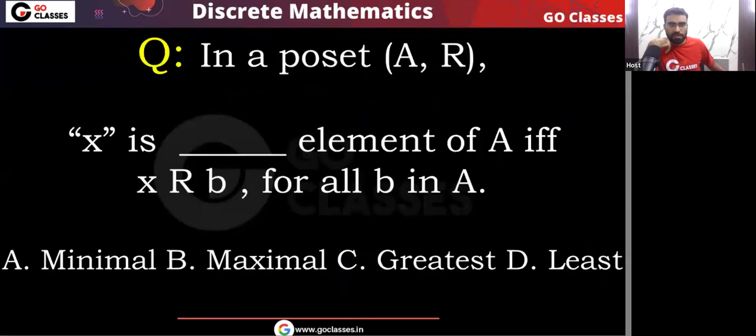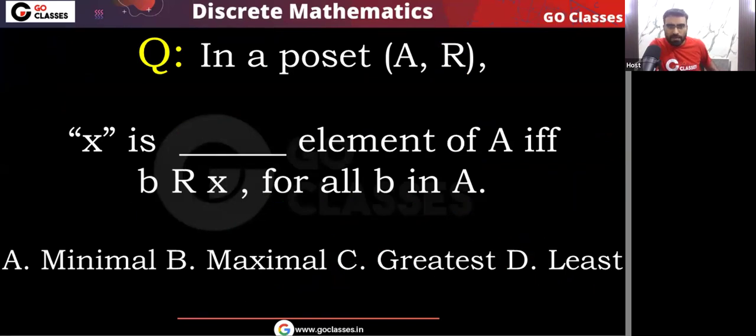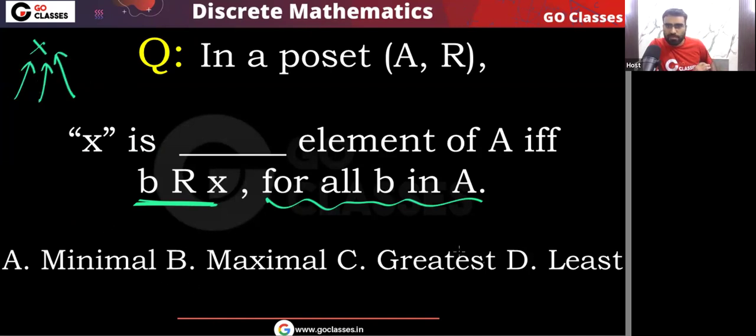Okay, let's move on now. Tell me the answer for this question. X is what kind of element if X is related to B for all B? X is related to everyone. So this is the definition of least element. Tell me the answer for this question. X is what kind of element if B is related to X for all B? Means everyone is related to X. This is the definition of greatest element.